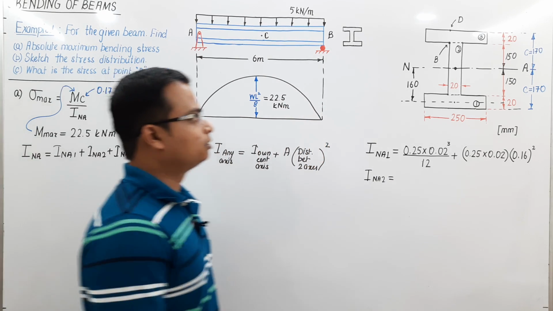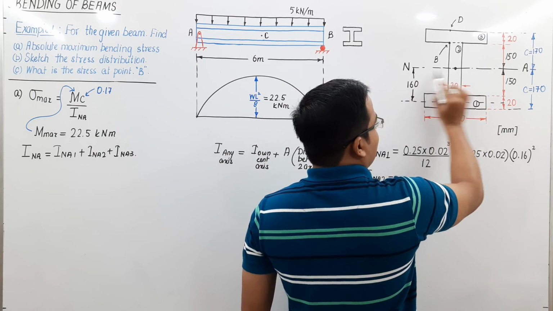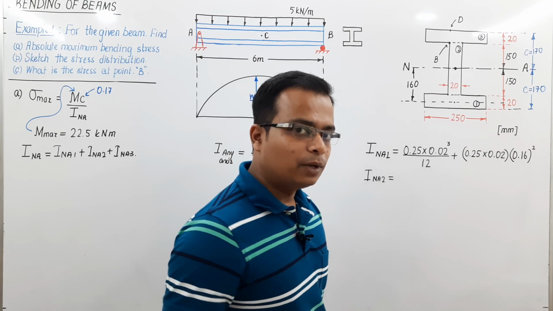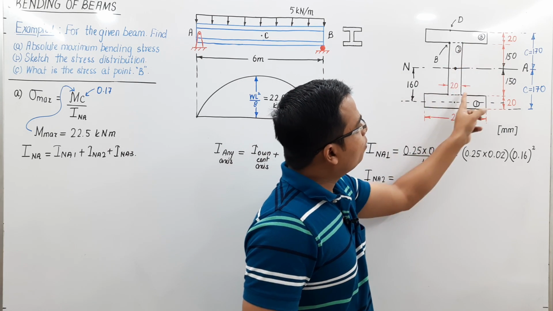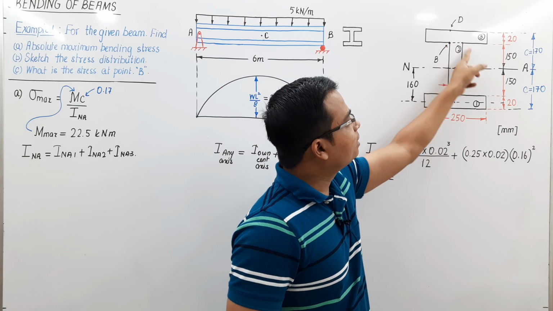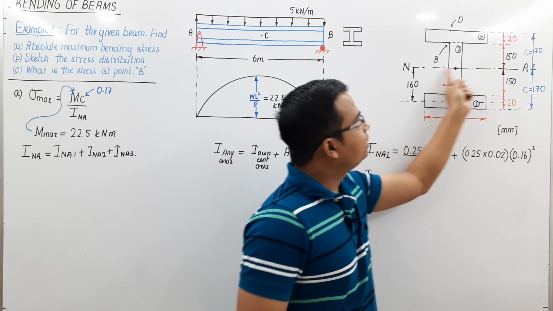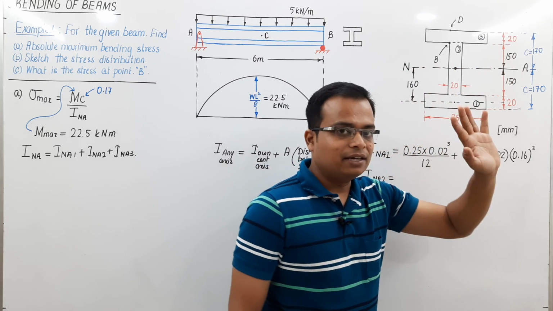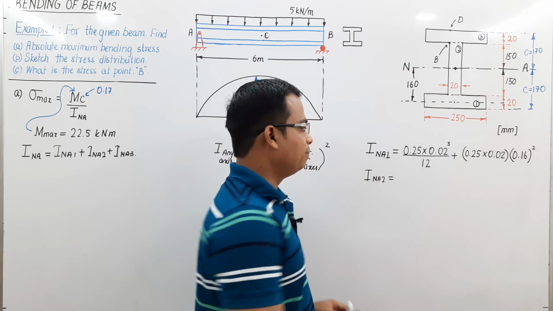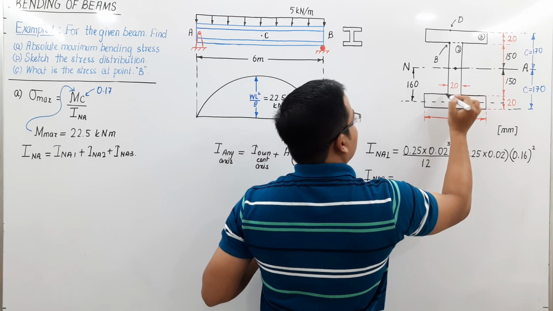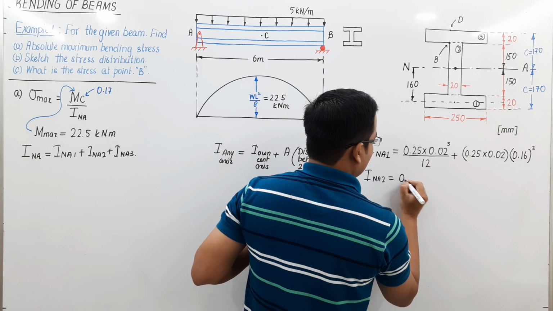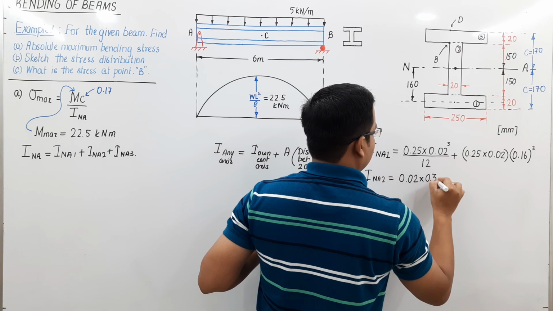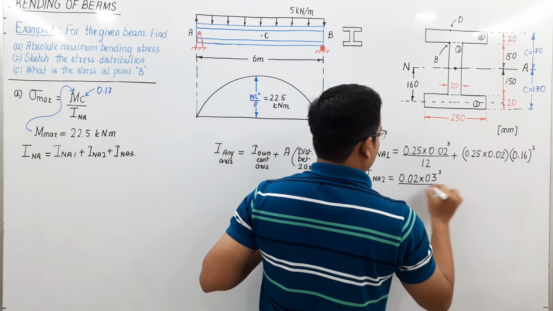I_NA2, watch this. The neutral axis actually coincides with its own centroidal axis. Once again, when you talk about figure number 2, this second rectangle, its centroidal axis is right here and the neutral axis is also right here. So there is absolutely no distance, no gap between them. Anyway, we'll just plug in the formula. The base is this 20, so 0.02 multiplied by this height 0.3 cubed, bd cubed divided by 12.